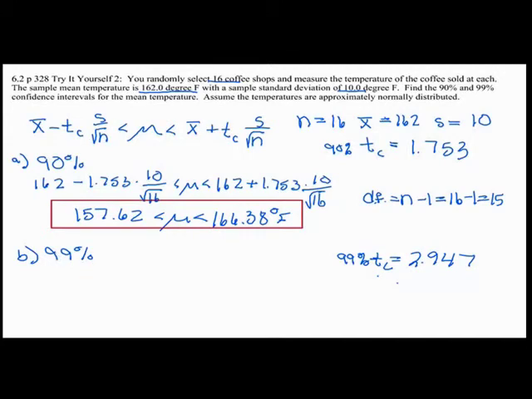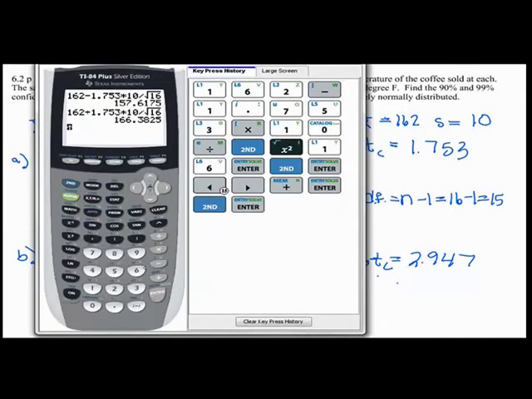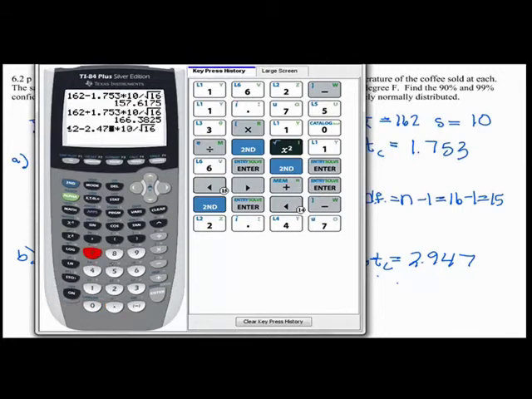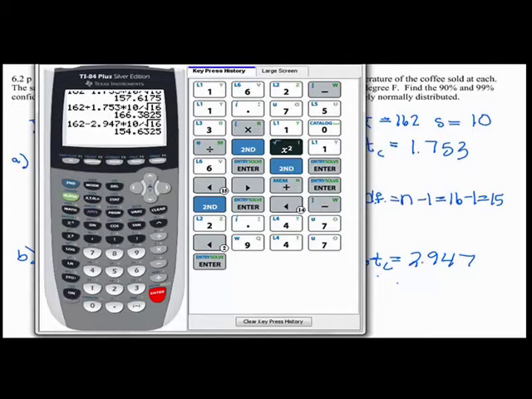Now let's take a look at part B. It's very similar. We've got 162 minus, but the 1.753 is going to change to 2.947 times the 10 divided by the square root of 16, less than mu, less than 162 plus 2.947 times 10 divided by the square root of 16. When we go back to our calculator, we need to change just a couple of things. We change the 1.753 and change that plus back to a minus for now. So we have minus 2.947. Press enter and you should end up with 154.6325. We'll go 2 decimal places again: 154.63.